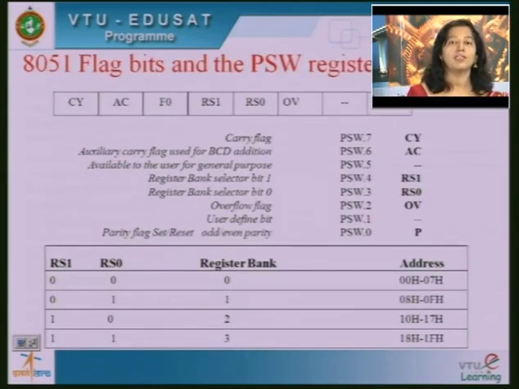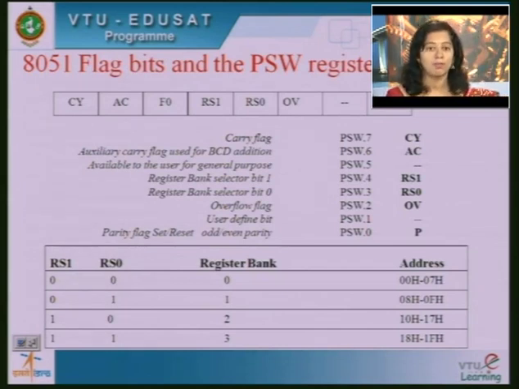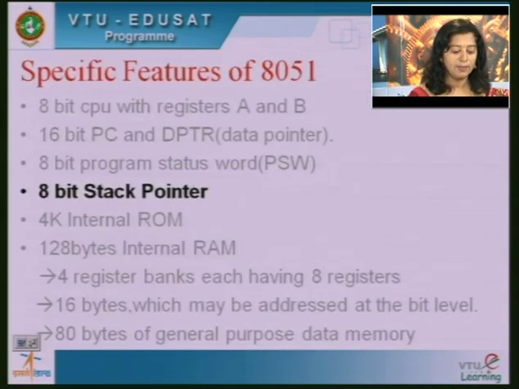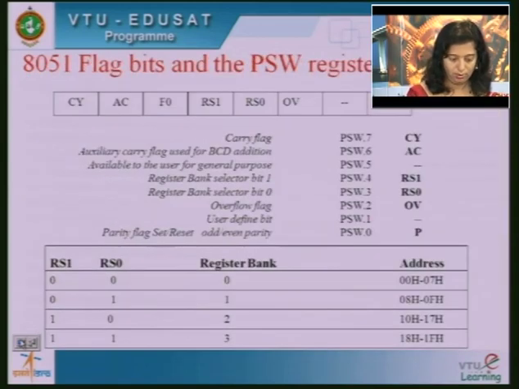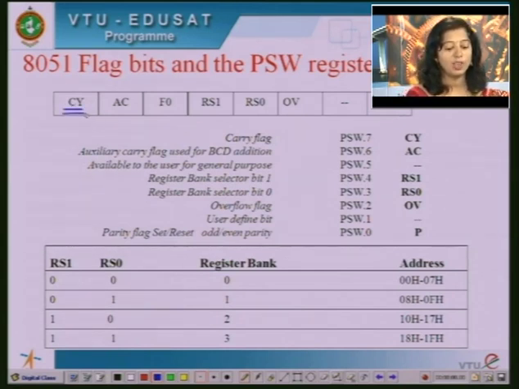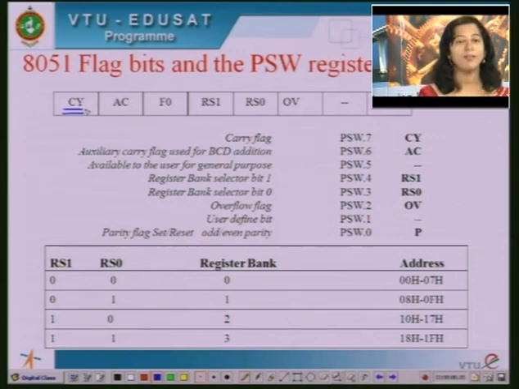So what is this program status word, or PSW in short? This program status word has multiple bits. It is bit accessible, as you can see, and there are 8 bits in total, of which the first one is called the carry bit. What happens when is this carry flag? We also call them flags or bits. So when is this carry flag set?